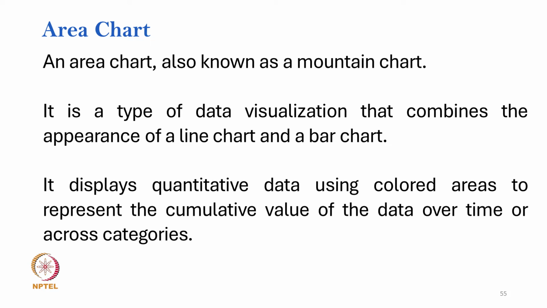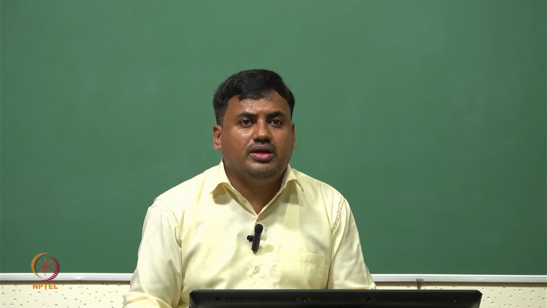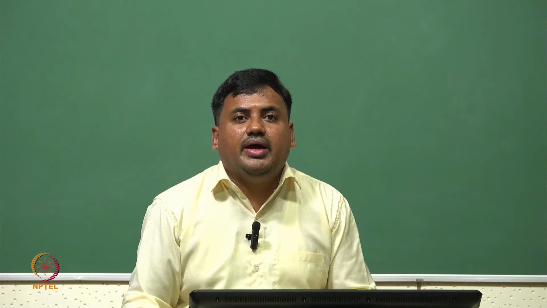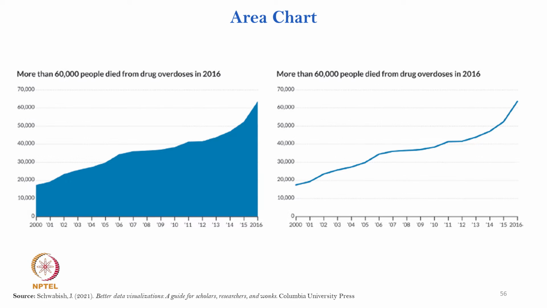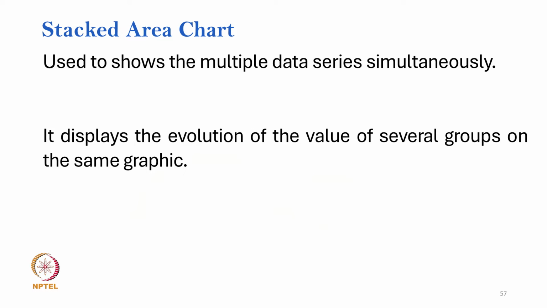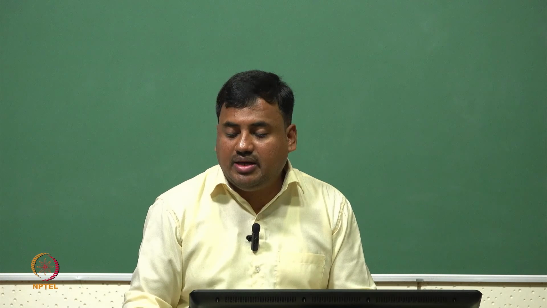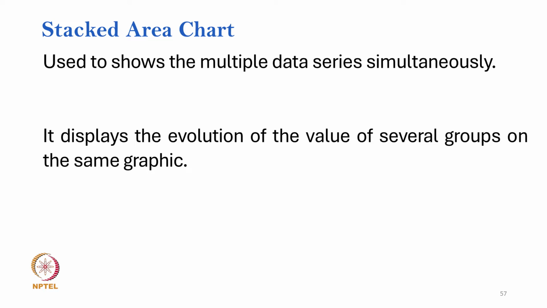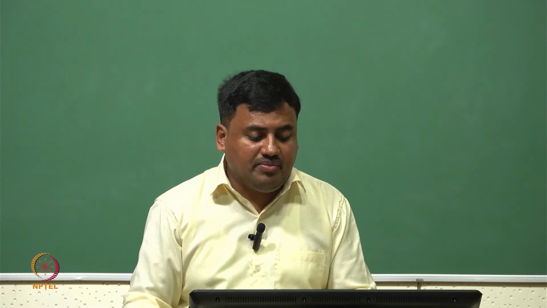Another type of chart is the area chart. The area chart is known as the mountain chart. It's a type of data visualization that combines the appearance of a line chart and a bar chart. It displays quantitative data using colored areas to represent the cumulative values of data over time or across categories. Stacked area chart. A stacked area chart builds on the typical area chart by showing multiple data series simultaneously. It displays the evolution of values of several groups on the same graphic.